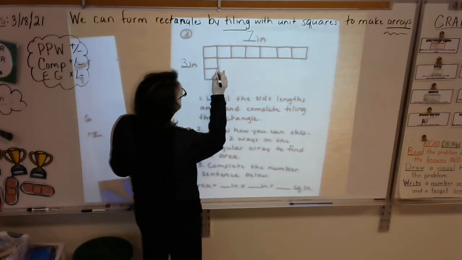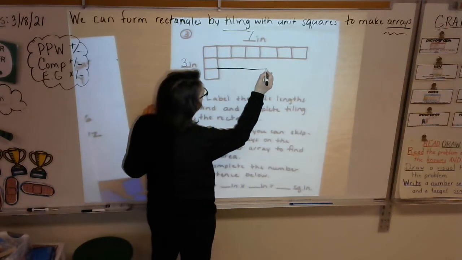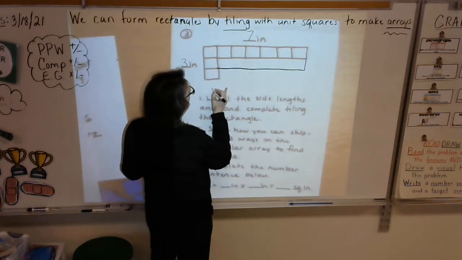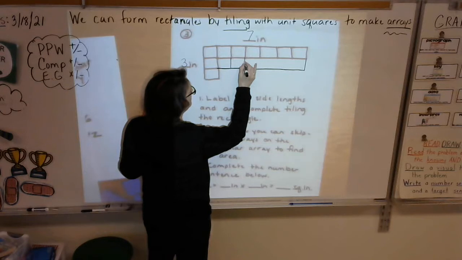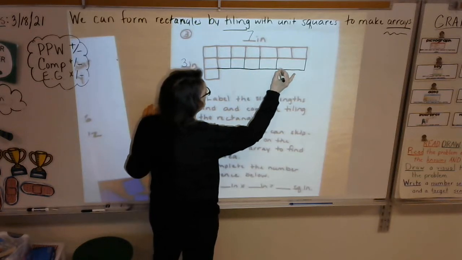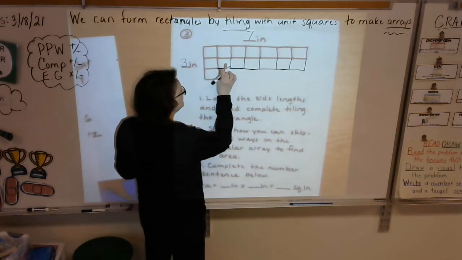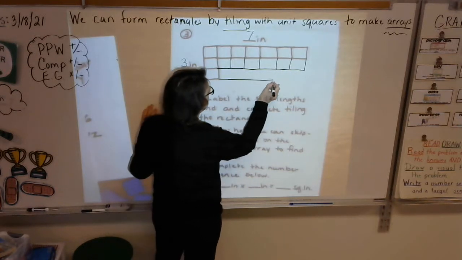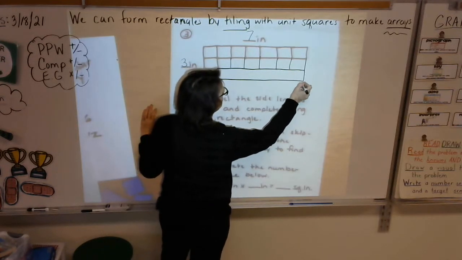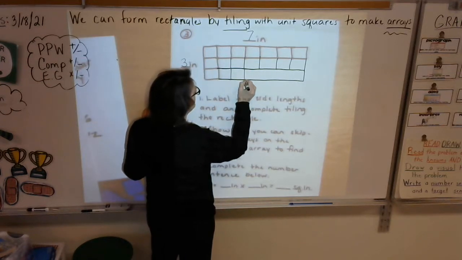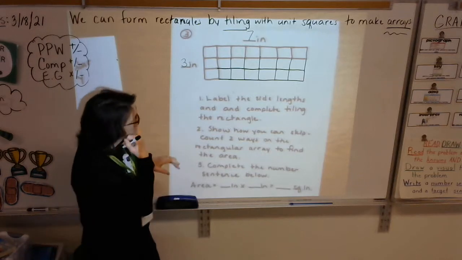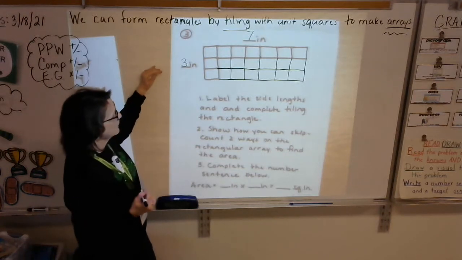So I know I need another row here. And then I'm going to tile that row. There should be 7 in that row too. 1, 2, 3, 4, 5, 6, 7. And then I need one more row down here. And I'm going to tile that. And now we have a nice, completely tiled rectangular array.